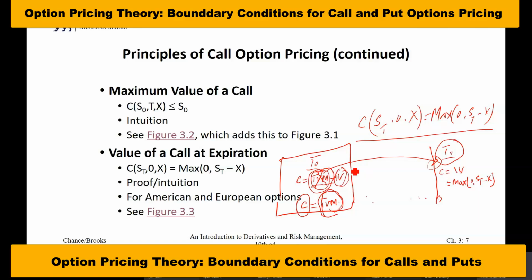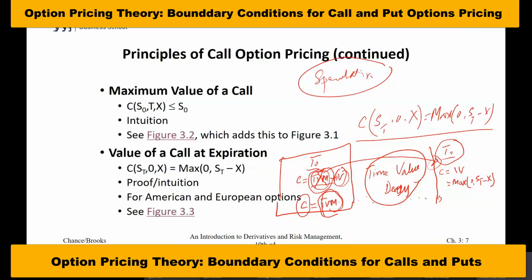You see, as time approaches maturity, what happens? There is a thing we will talk about. We call it time value decay. So when time lapses, time value of money is eroded. As we move forward into the future, things become more certain, so the speculative value falls. And because there is less and less time for things to change, the value of the option approaches its intrinsic value.